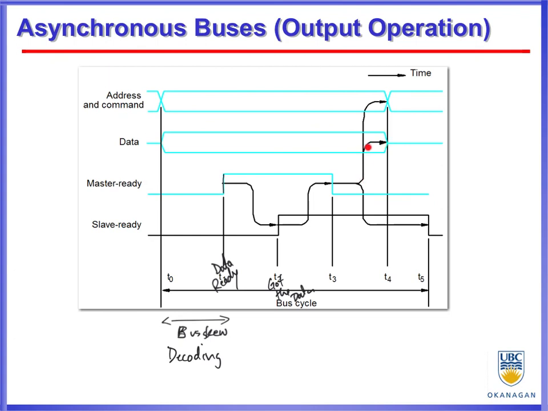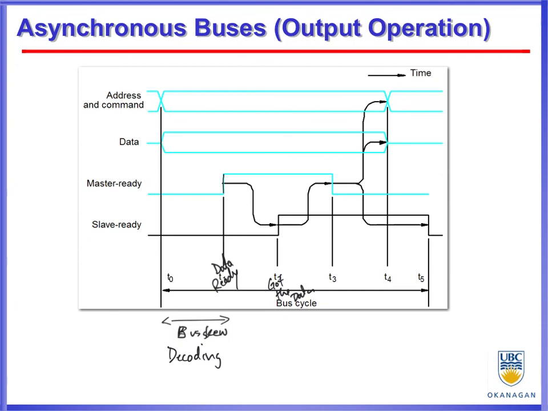That is also going to tell the master, okay, I got the data, I can go on to the next operation. Okay, so now it's going to change the data and the address and command information, perhaps to write the next word to memory. So it's kind of the same at the end here as a read operation. It's always a back and forth. A change in one signal always causes the change in the other signal. Okay, and that's the asynchronous bus output operation.